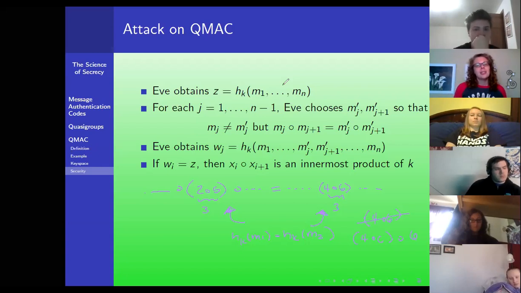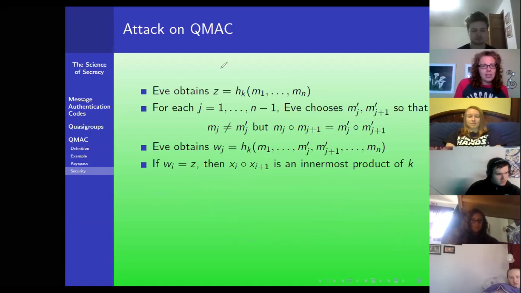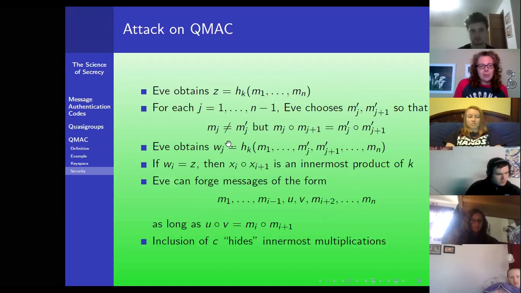That's the reason that this secret element from the quasi-group got added. Otherwise, she can find these innermost products basically by guess and check. There's a way to do it by guess and check. Does that kind of make sense? It's deeper than that, and it's a whole chapter in my dissertation. So this is the quick 2 to 3 minute version of where that's coming from. But basically, that secret key serves to hide the innermost products. That's basically what's going on here. It hides the innermost multiplications.